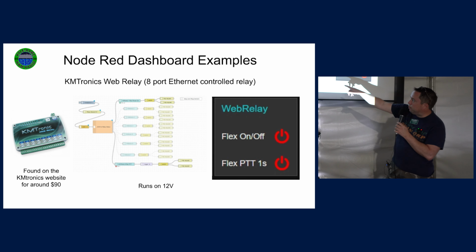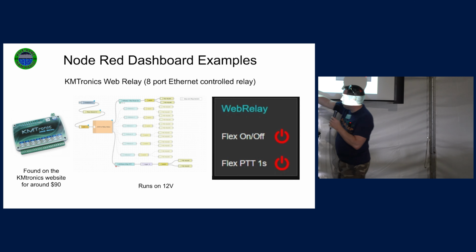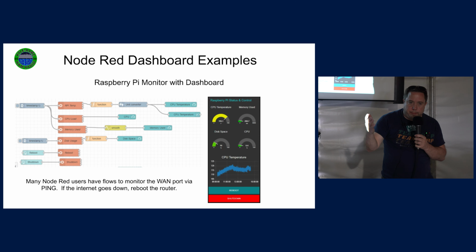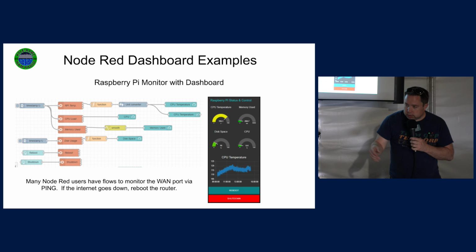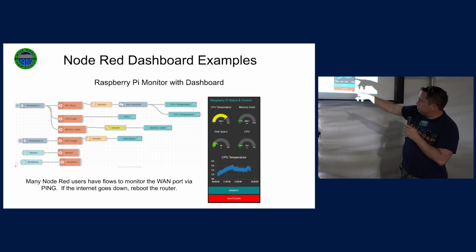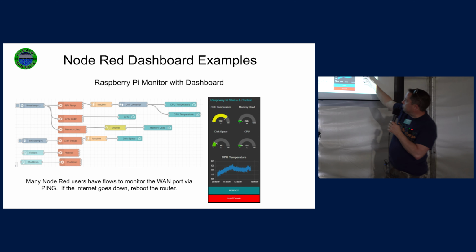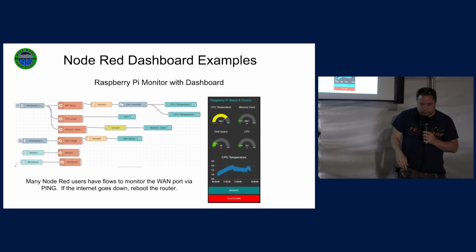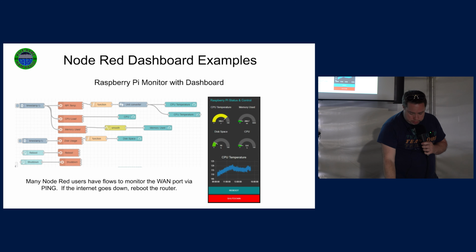And this thing runs on 12 volts. So it's got a terminal strip back there. You can also monitor your Raspberry Pi. So there's some flows that you can monitor: CPU temperature, memory, disk space. You can chart stuff. You can reboot and shut down your Pi.